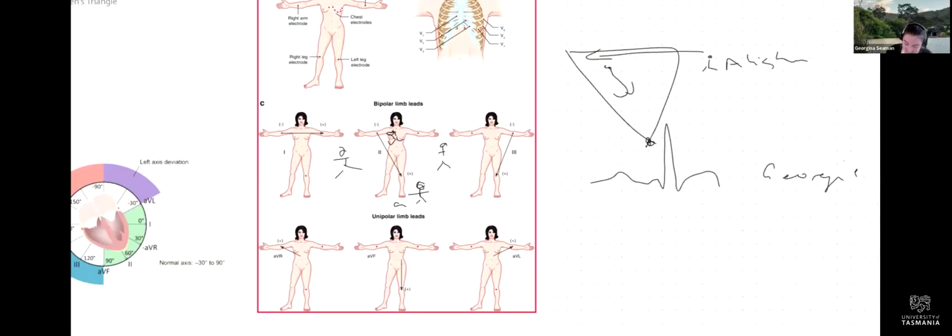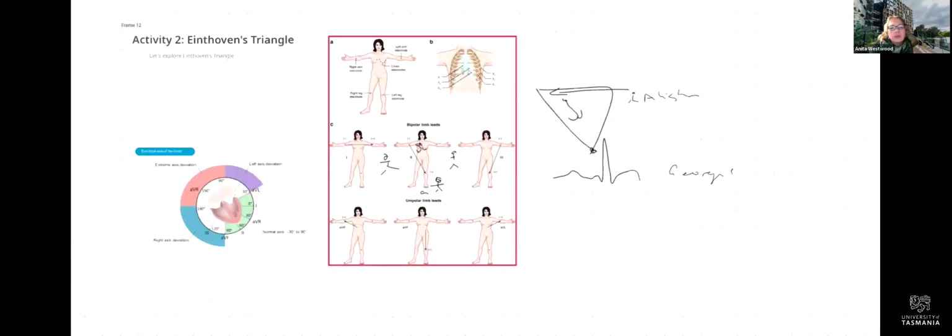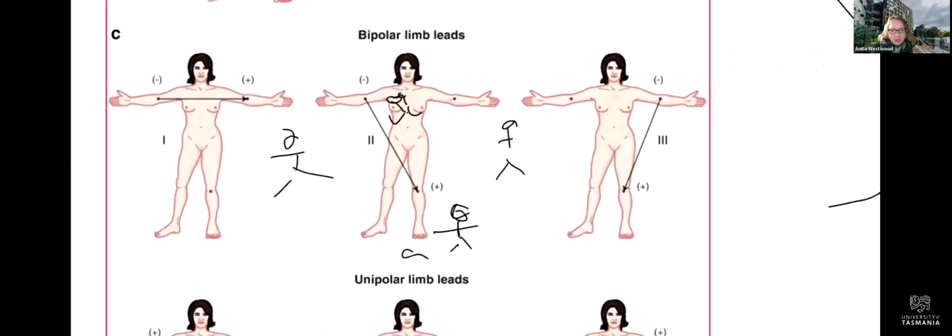Here you've got different leads, so you've got lead 1, lead 2, and lead 3. Notice there's a positive and a negative aspect. If you blow that up a little bit, Georgie, people might be able to see the positive and the negative aspect there. So for instance, lead 1 is going to compare the action potential of the right arm to the left arm. Lead 2 is going to compare the right arm to the left leg, which Georgie was just talking about. And then lead 3 is going to compare the left arm to the left leg.